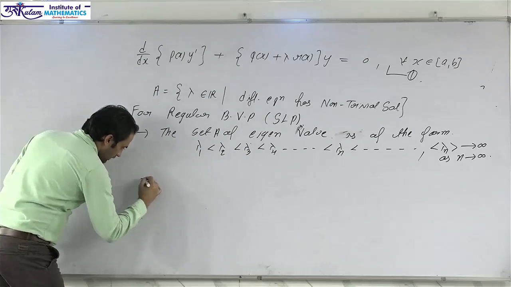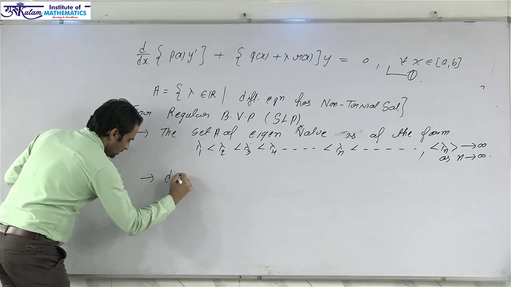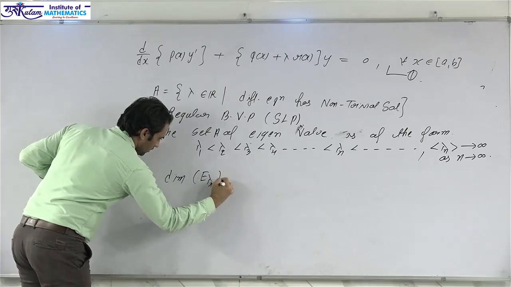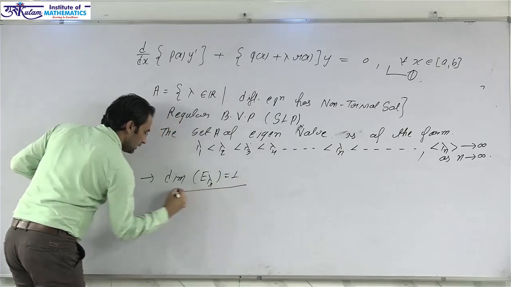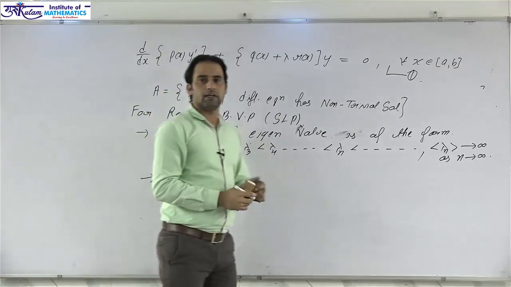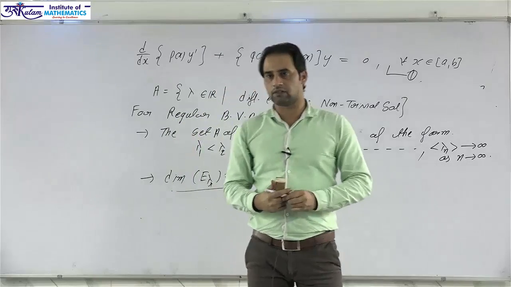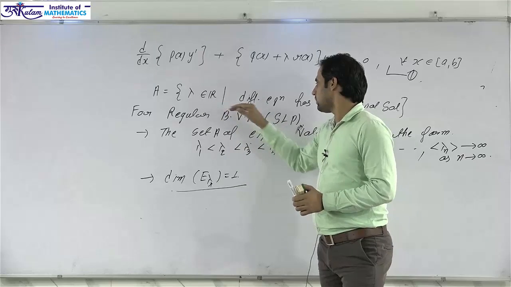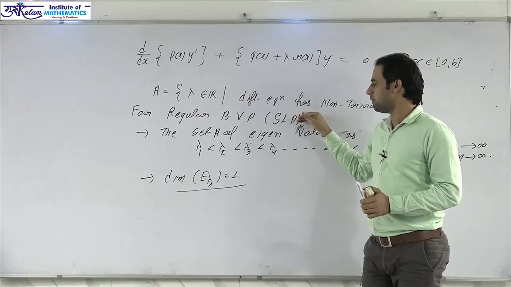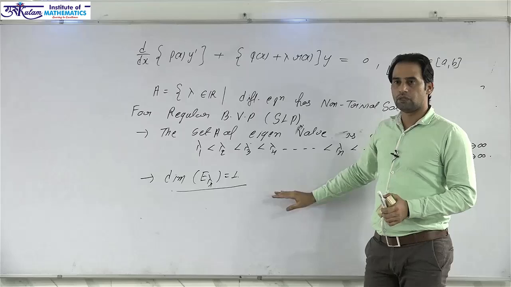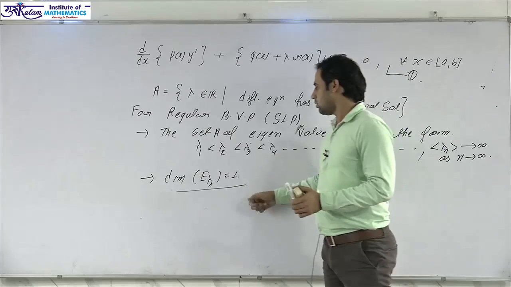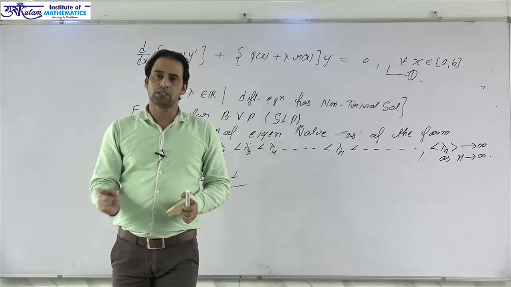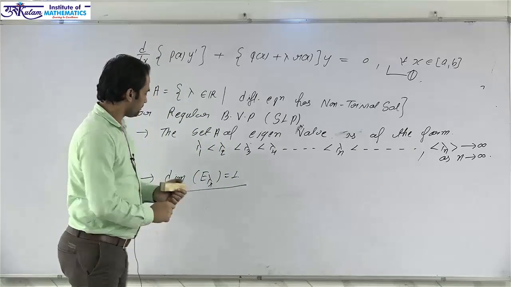Now the next property is that the dimension of the eigenspace E lambda is always 1. That is, the number of linearly independent eigenvectors corresponding to any eigenvalue in a regular boundary value problem or Sturm-Liouville problem is always 1. That is, if there are two eigenvectors corresponding to an eigenvalue, they must be linearly dependent.